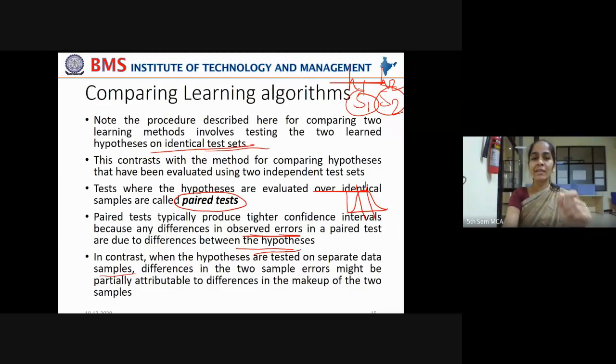In that case, the difference in the sample errors may be attributed not only to the hypothesis, but partially it can be attributed to the difference in the samples also. So whenever you are performing this pairwise test, you have to see whether the hypothesis is tested on the same sample or on different samples, so that you can understand why the difference in the sample error is actually existing, whether it is with respect to only hypothesis or with respect to hypothesis as well as the samples.